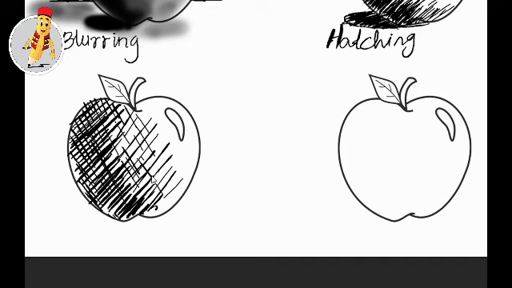So the fewer the lines you have, the lighter the tone, and the more condensed the lines, the darker the tone. Okay, so that's cross hatching.